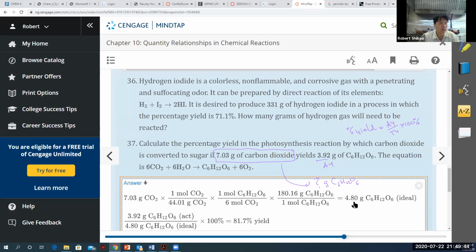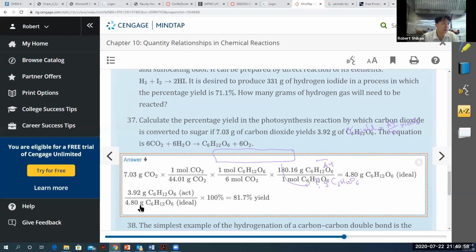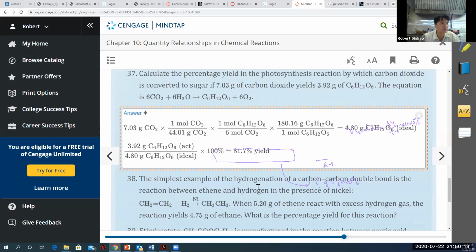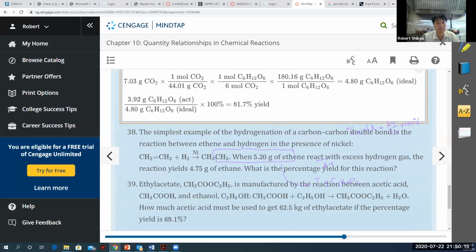It should have made 4.80. If we had 7.03 grams of CO2, we should have gotten 4.80 grams of sugar. That's the theoretical yield. And so we just take the actual yield, 3.92, divided by the theoretical yield times 100%, which gives us 81.7% yield. So some of the CO2 was lost, or wasn't converted, or the efficiency of the reaction wasn't perfect. So 81.7%.